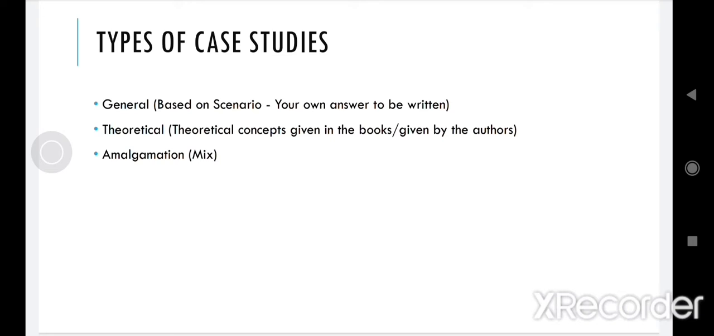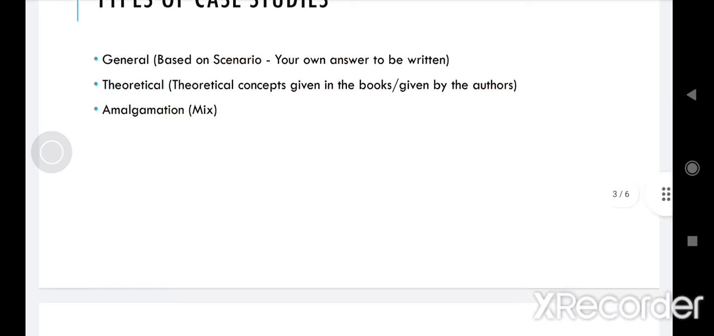The third one is amalgamation. This is the mostly used one. So it is going to be a combination of an actual case, an actual scenario, a situation. For fitting that situation, you'll have to write the answer, taking the support of the concepts and the theories given in the books by the authors.